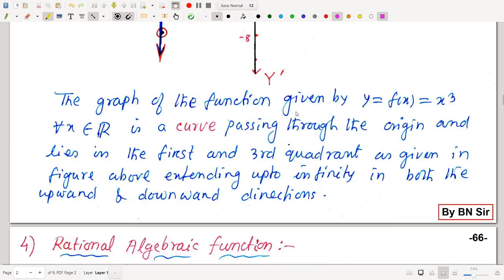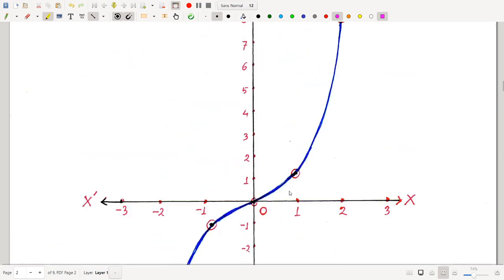The graph of the function given by y equal to f x equal to x cube for all x belonging to R is a curve passing through the origin and lies in the first and third quadrants as in the figure, extending up to infinity in both the upward and downward directions.